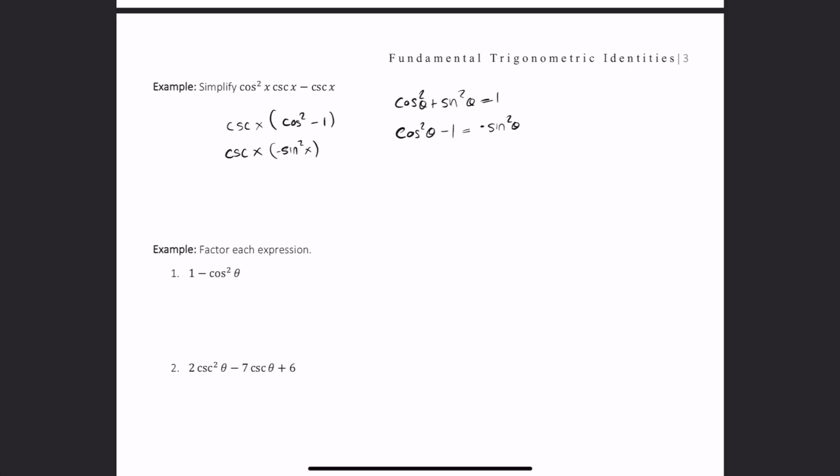Now, recall that this cosecant is actually just 1 over sine. So one sine will cancel, and we're left with negative sine x. Simple. This is the simplification of this expression right here.